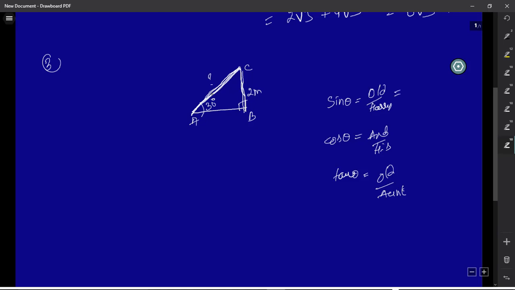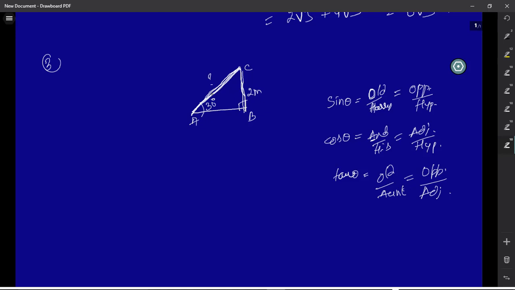For me, this O means opposite side, and H means hypotenuse. A, here the first letter A is adjacent side for me. The first letter H is again hypotenuse. O is opposite, A is adjacent. So sine theta is opposite side by hypotenuse, cos theta is adjacent side by hypotenuse, tan theta is opposite side by adjacent side.